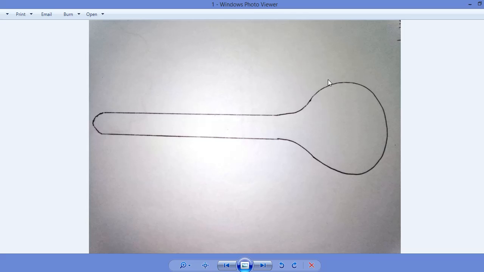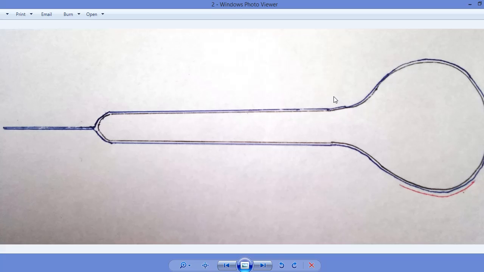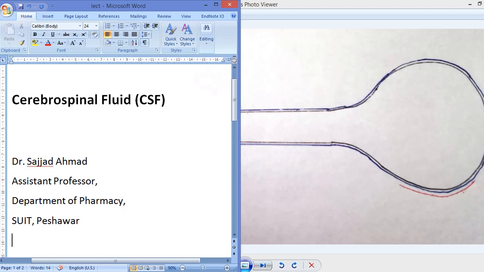Similarly, in between the cranium and vertebral column, there are three meningeal layers. There are three meninges, the layers which enclose the brain and spinal cord. The first layer, which is in direct contact with the brain and spinal cord, is called pia mater. This is this blue color layer which encloses the brain and spinal cord. This pia mater is in direct contact with the brain and spinal cord. I'm going to write it.